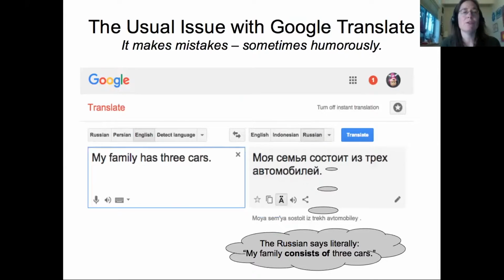All right, so the usual issues with Google Translate. We know it makes mistakes, and sometimes it makes mistakes quite humorously. This is an actual mistake of a student of mine who said, my family has 3 cars, and plugged that sentence whole hog into Google Translate, and Google Translate spat out, моя семья состоит из 3 автомобилей, which means that my family consists of 3 cars. And I had a picture in my head of papa car, mama car, and baby car. Usually when you say my family has, you are going to be saying a sentence that says my family consists of 3 people. In this case, Google Translate got it wrong.